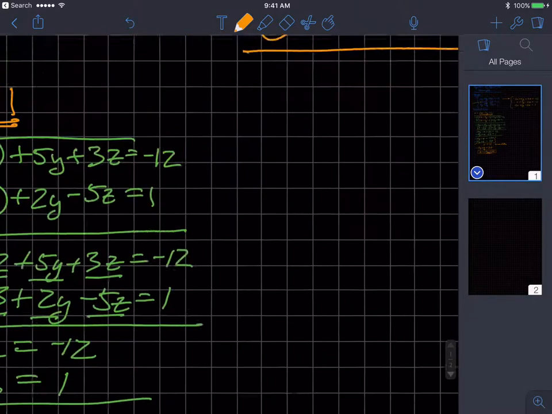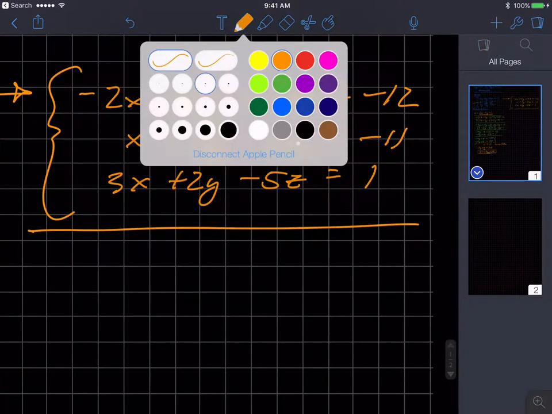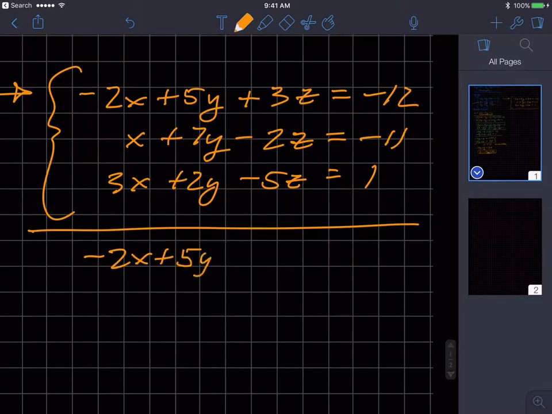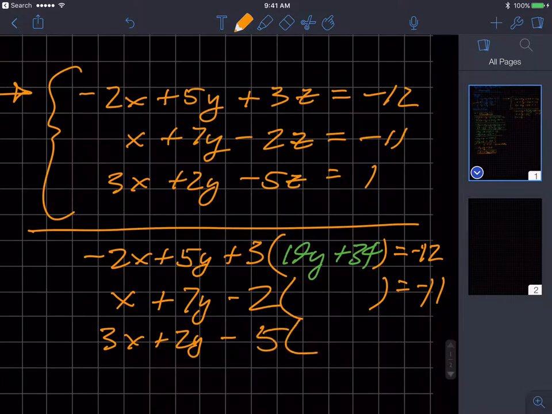Now, like I said, I'm going to substitute this in: 19y plus 34. I've got to throw this in or else I'm going to forget it. Okay. Go back to just filling this out, 7y minus 2z, that's going to be 2 times that thing, negative 11. 3x plus 2y minus 5 times, again, that thing equals 1. We now know that x and y are dependent on each other because they're the same line, but does that mean that the third variable is also in the same situation?